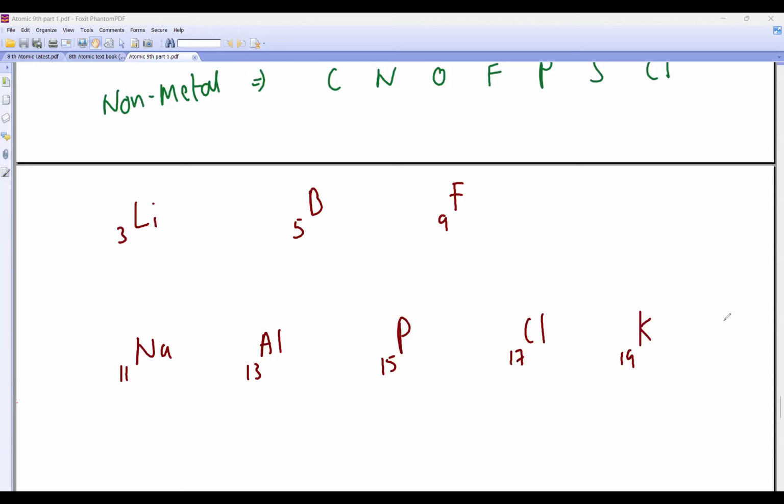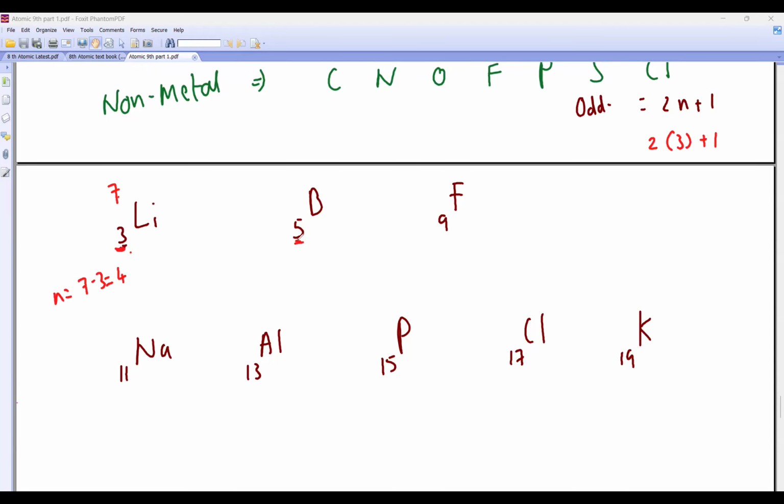So now how to find the mass number? For odd, this is the atomic number given. So what do you have to do for odd? 2n plus 1. So lithium's mass number will be 2 into 3 plus 1, which is 6 plus 1, so 7. Now can you find the neutron? 7 minus 3, so the neutron will be 4.